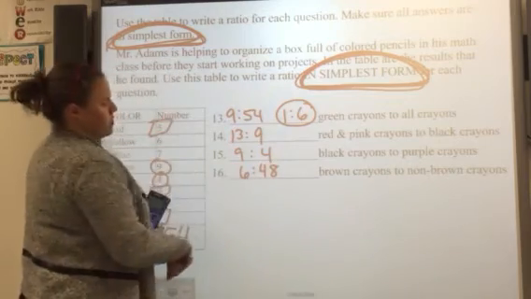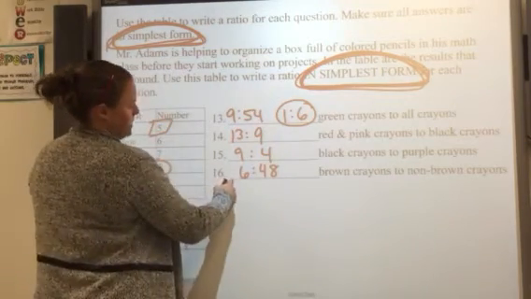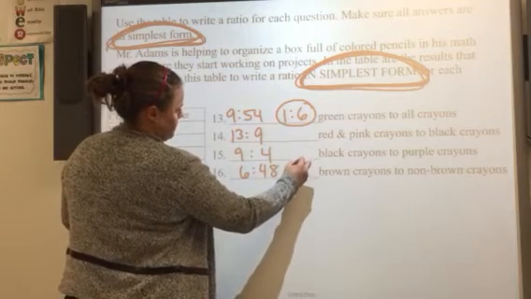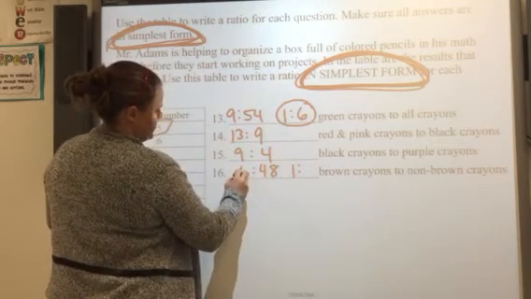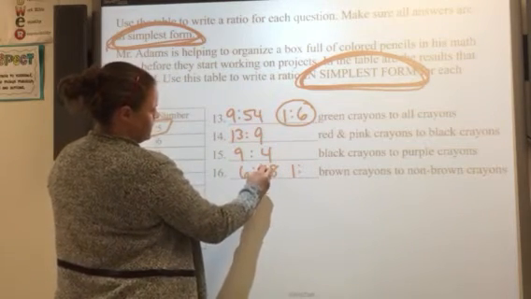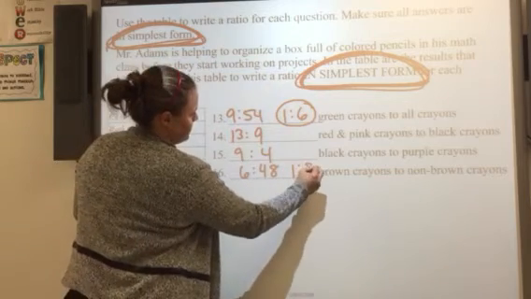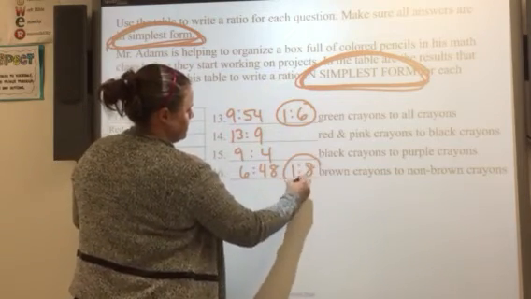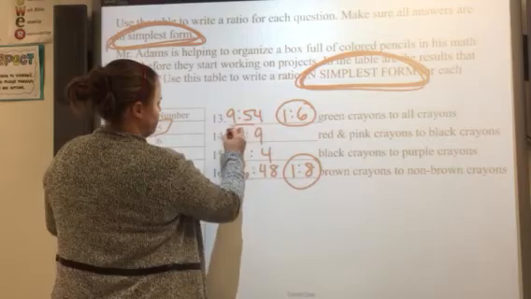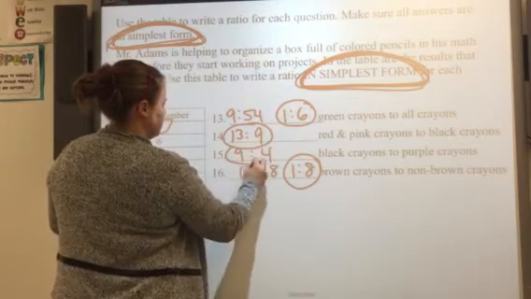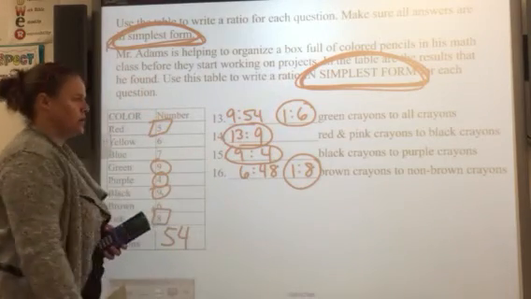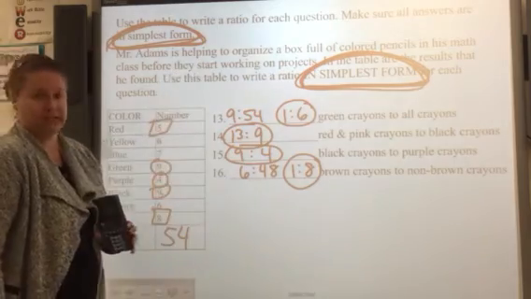And 6 and 48 do have a common factor of 6. I'm going to divide by 6 for both of them. So 6 divided by 6 is 1. 48 divided by 6 is 8. So 1 to 8. So that's my final answer for that one as well. So again, simplifying when possible.